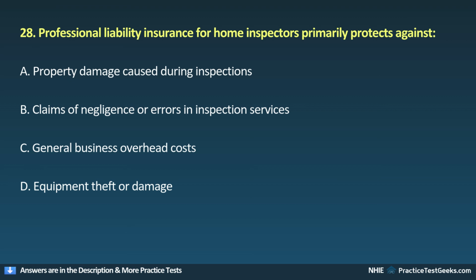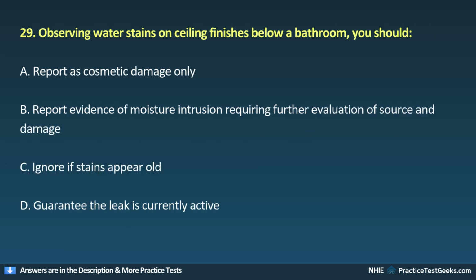28. Professional liability insurance for home inspectors primarily protects against A. Property damage caused during inspections. B. Claims of negligence or errors in inspection services. C. General business overhead costs. D. Equipment theft or damage.